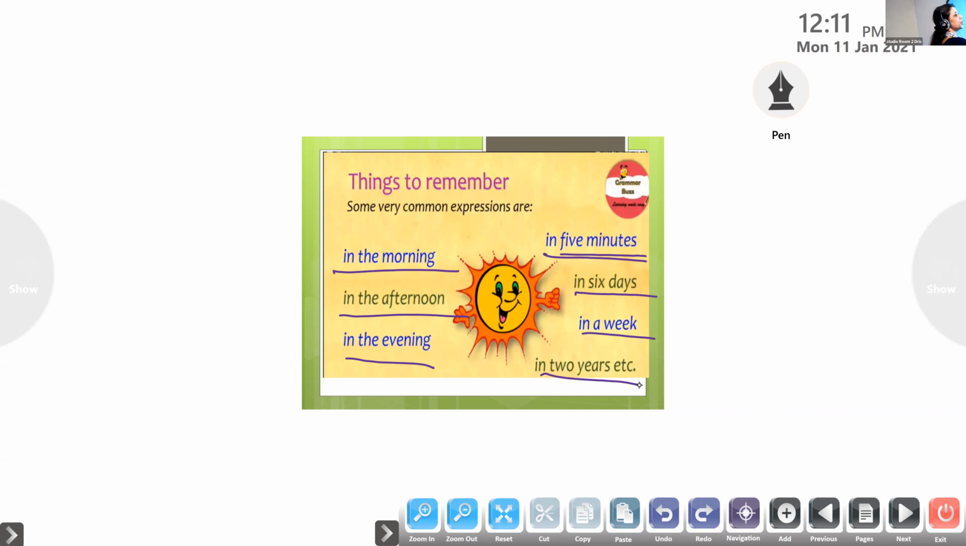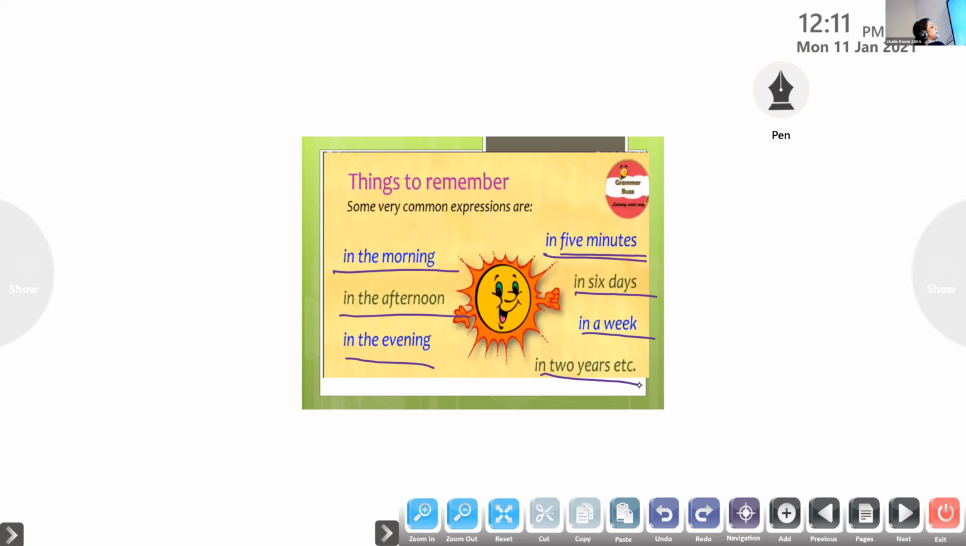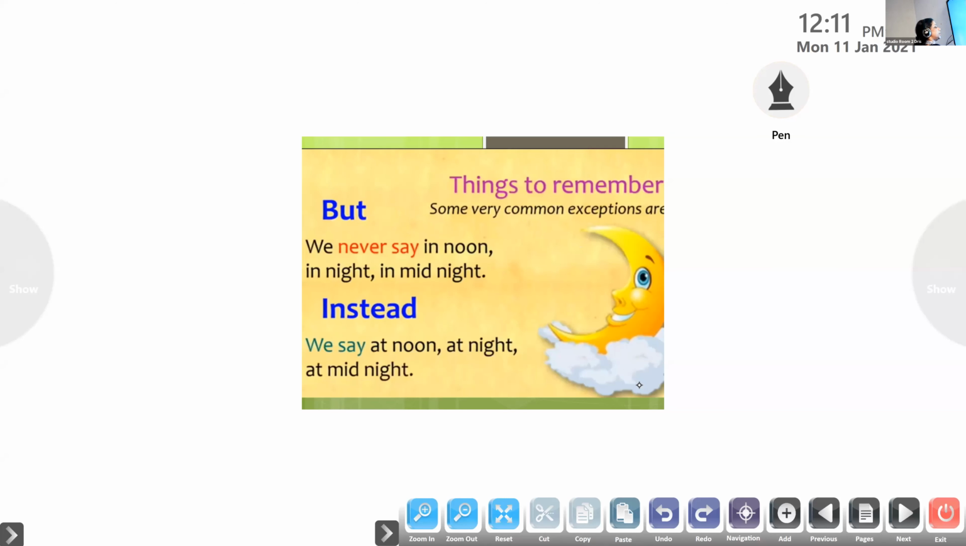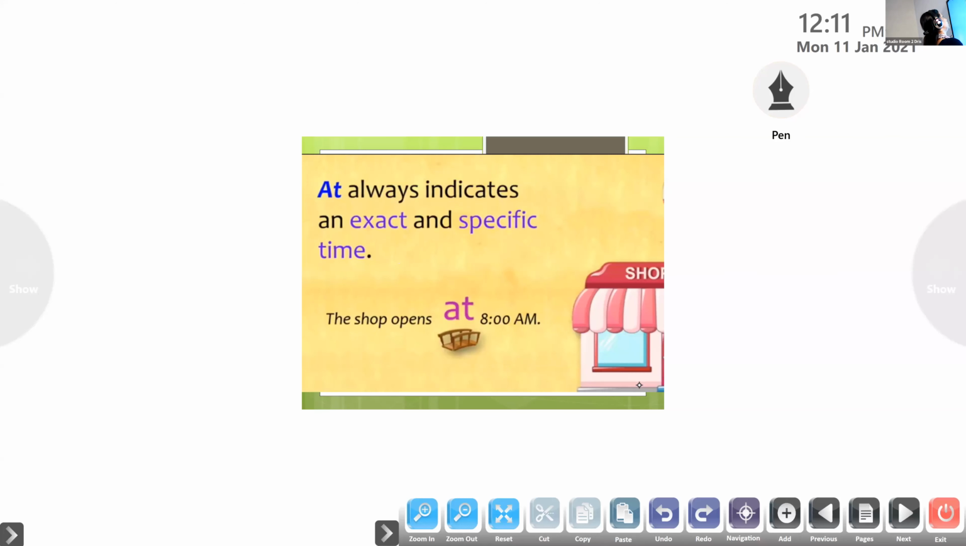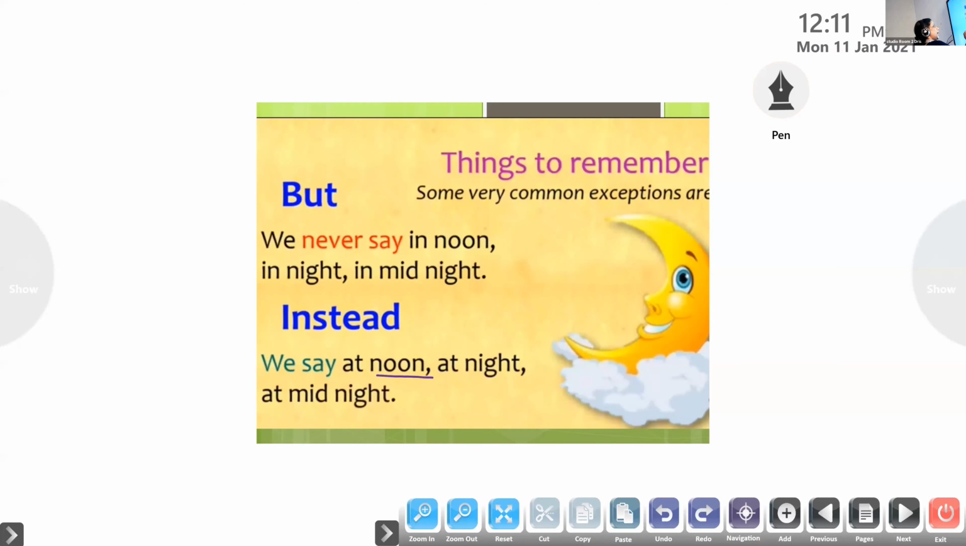Okay. So then we also learned about at. At is used when we speak about a specific or a particular time. We use the preposition at. So at is always used to indicate an exact or a specific time. The shop opens at 8 a.m. And at is also used with these expressions, that is at noon, at night, and at midnight.